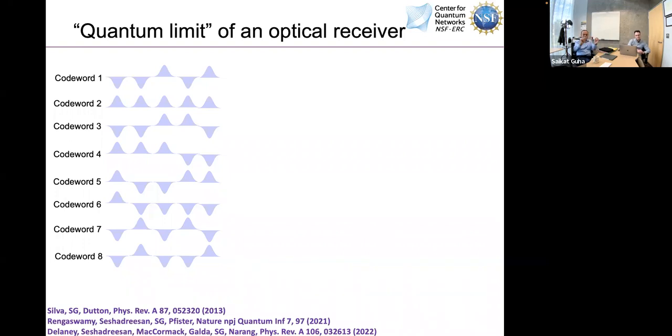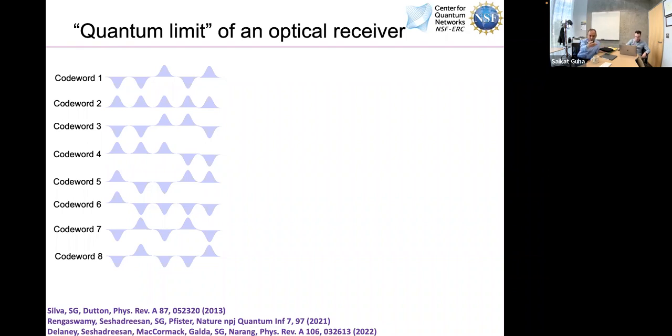Each code word is a sequence of 5 pulses, 5 time bins, where you have either the 0 bit or the 1 bit being modulated using a laser pulse of a given energy with a 0 or a pi phase shift. And n is the mean photon number of each of these pulses. Now, you know this code book, so there are these 8 possible code words that you can receive.